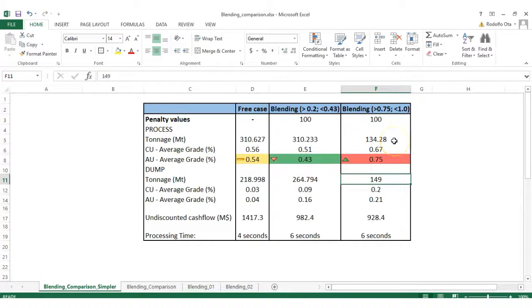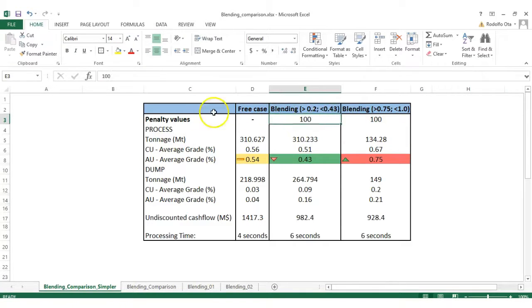The process and dump tonnages are smaller, which is reflected in the undiscounted cash flow being smaller than the free case, although it's comparable. It's almost equal to the blending for poor material, because we're dealing with richer material over here. Here we are exposing just a simplified version of the whole test that we did.